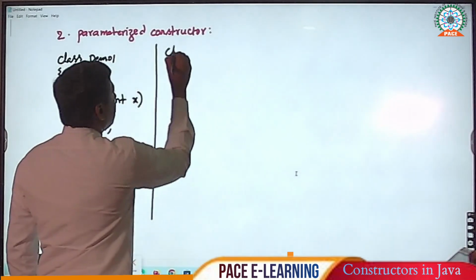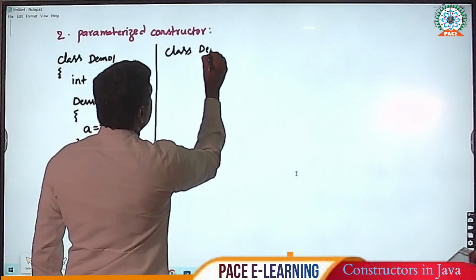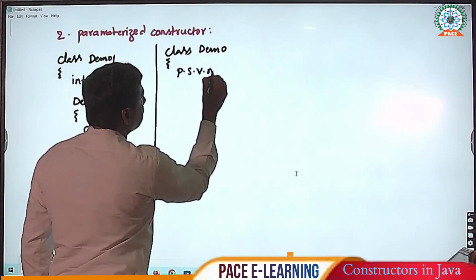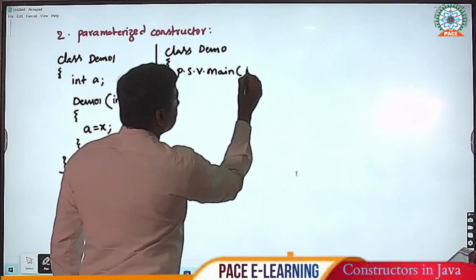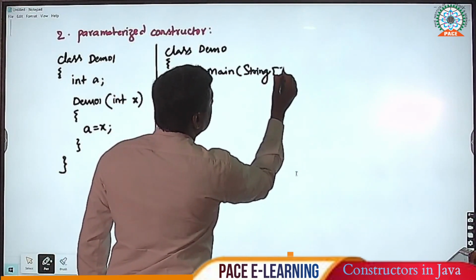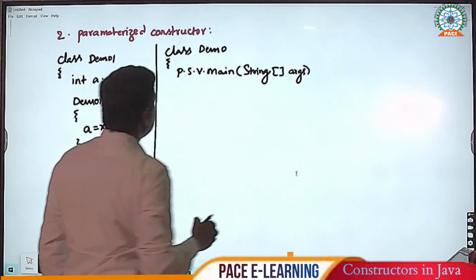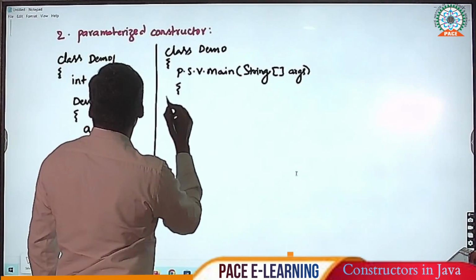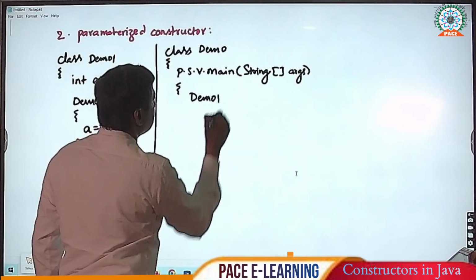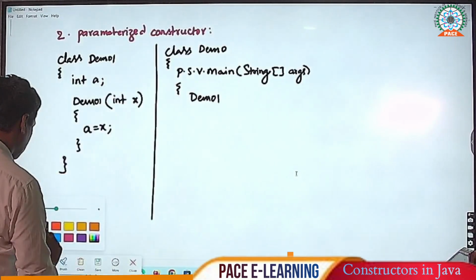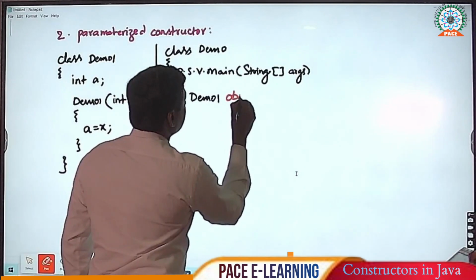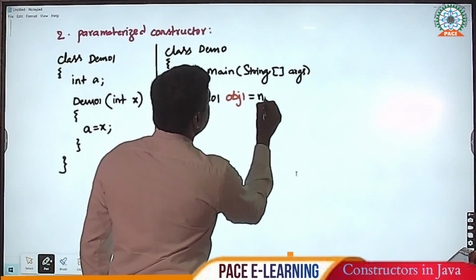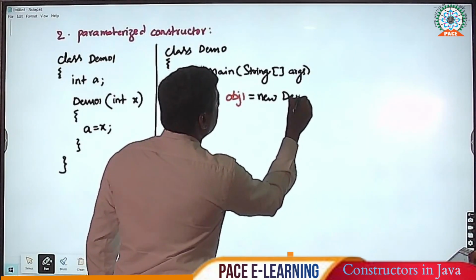Here, I am writing one more class, that is class demo. Like my previous example, public static void main, String args. You are all very familiar with these statements. In this main, I am creating an object for demo1. Here I am creating an object, obj1. How to create an object? Using the new keyword, new demo1.